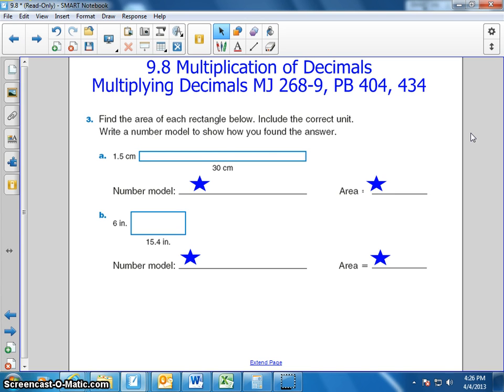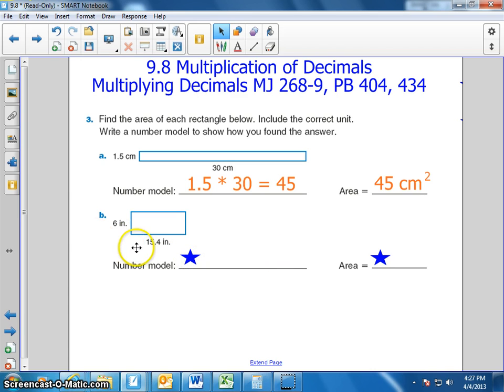Now taking it into geometry and using our shapes, we have 1.5 centimeters multiplied by 30 centimeters. We know it has to be greater than 30, right? 1 times 30 is 30, but then think of a half. What's half of 30? 15, right? So we use the number model of 1.5 times 30 equals 45. And our area is 45 centimeters squared. So sometimes we don't always have to use our multiplication. We can use what we already know by knowing that 1 times 30 is 30, and that half of 30 is 15, and being able to add that to 30 to get the answer of 45.